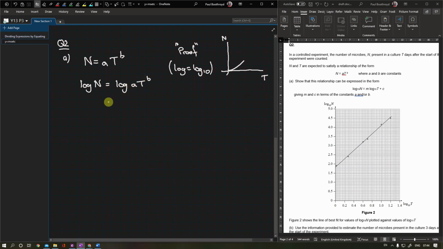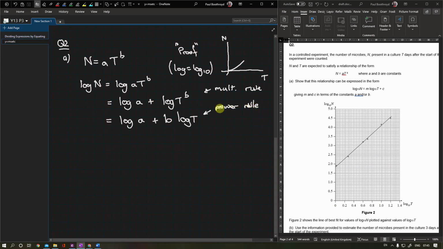And then you expand the logs on this right hand side. So we've got log base 10 of A plus, and for this one, unlike the last one where I expanded things out, I would show each step. So I'm now doing log A plus b log t. If you want to go fully, we've got the multiplication rule, and we've got the power rule. If you comment on that, you're going to get the same marks.